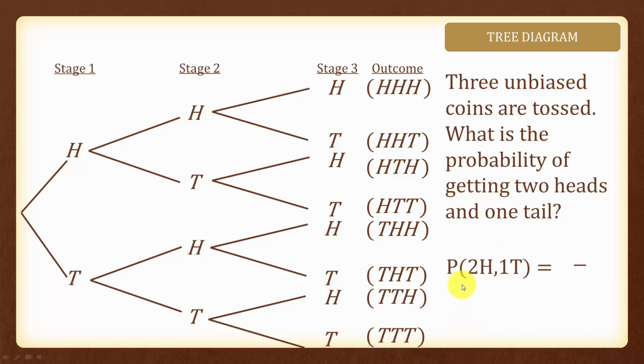So the probability of getting 2 heads and 1 tail, here we have 8 possible outcomes, and therefore we have 8 here at the denominator. So how many of these outcomes are 2 heads and 1 tail? We have 3 outcomes favoring 2 heads and 1 tail, and therefore the numerator is 3. And the probability of getting 2 heads, 1 tail is 3 over 8.